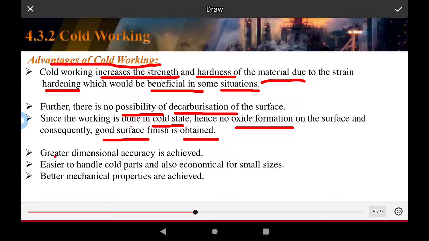Greater dimensional accuracy is achieved. It is easier to handle cold parts economically in small sizes. Better mechanical properties are achieved by this process.